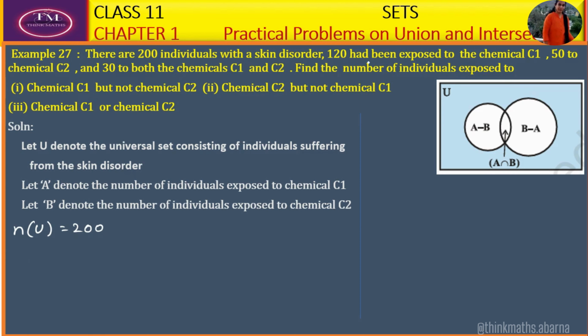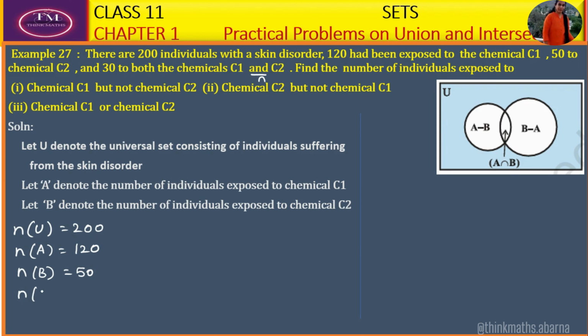So 120 had been exposed to chemical C1, that is, the number of individuals exposed to chemical C1, which is denoted by A. So n of A is equal to 120. 50 to chemical C2, C2 is denoted by B. So n of B is equal to 50. And 30 to both chemicals C1 and C2. So it means intersection.